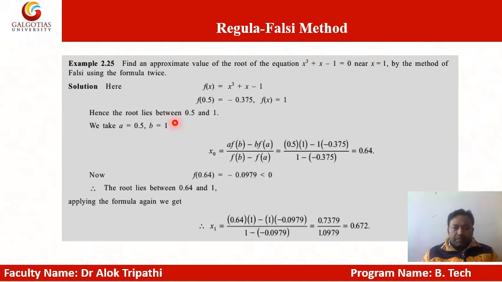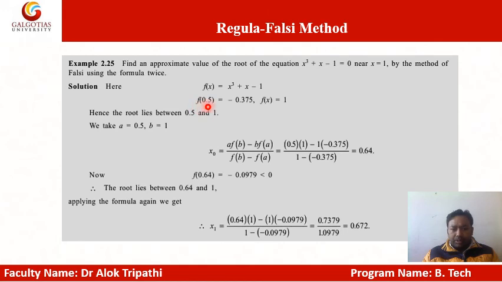Now see this example. Find an approximate value of the root of the equation x cube plus x minus 1 equals 0 near x equals 1 by the method of false position using the formula twice. It means we have to apply the regula falsi method 2 times, and one point of the interval in which the root of the given equation is lying is given to us.